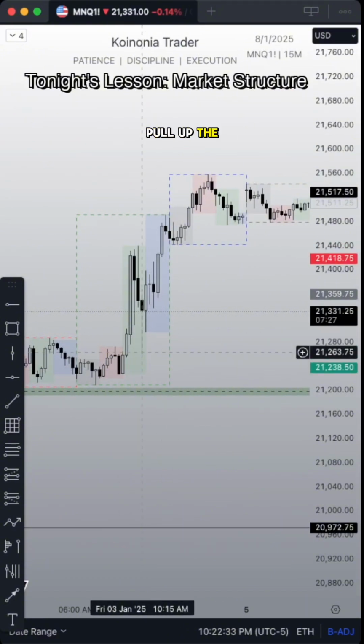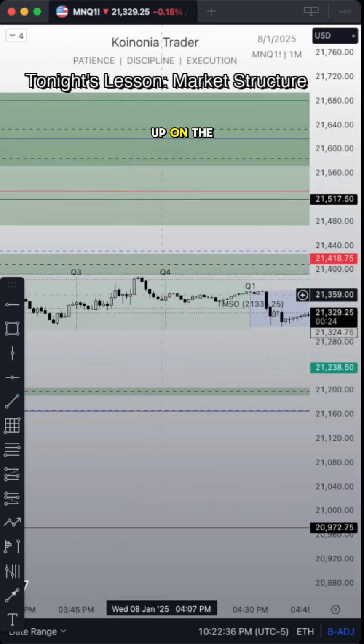Sven, the reason why it won't pull up the quarterly cycles is because you're not on the 1 minute. That only comes up on the 1 minute chart.